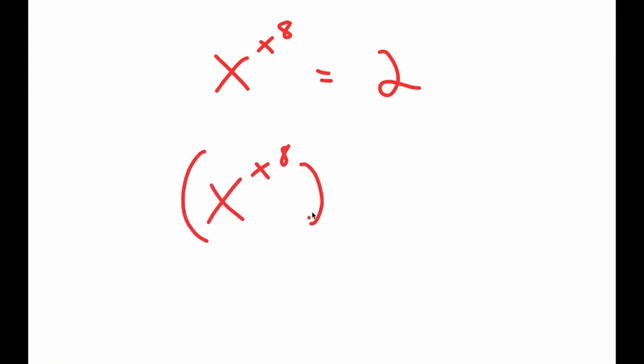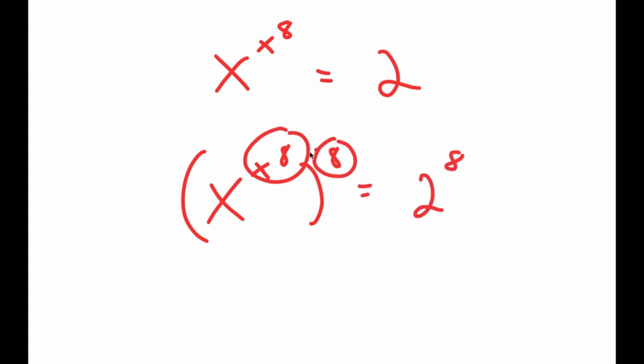Alright, so in this video, I'm going to solve the equation x to the power of x to the power of 8 is equal to 2. So I'm going to first start by taking the power of 8 on both sides. So I get x to the power of x to the power of 8 to the power of 8 is equal to 2 to the power of 8.